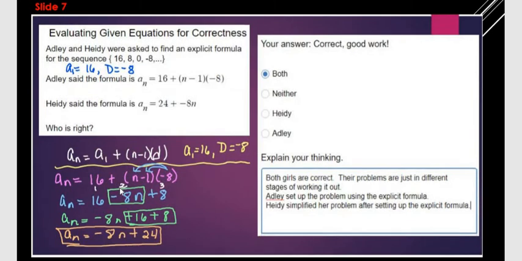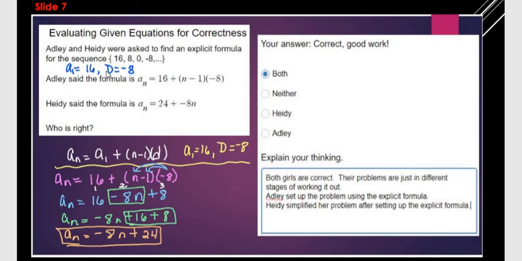Now, look at slide number 7. Evaluating given equations for correctness. Adley and Heidi were asked to find an explicit formula for this sequence. Start at the back and subtract to find the common difference. -8 minus 0 is -8. 0 minus 8 is -8. 8 minus 16 is -8. The first term is 16.